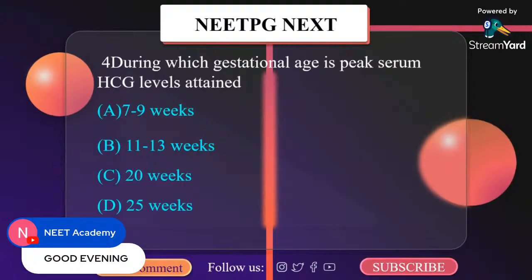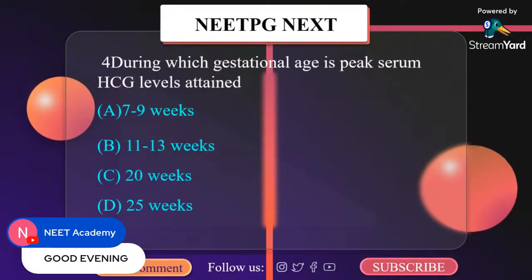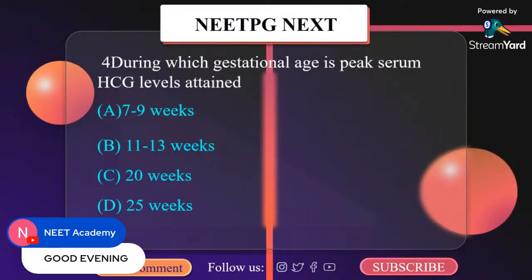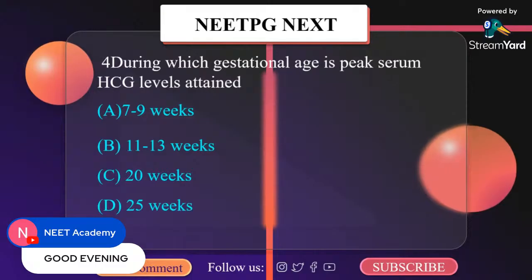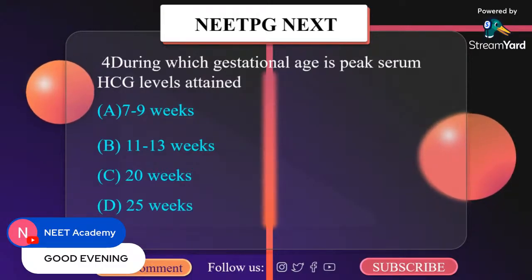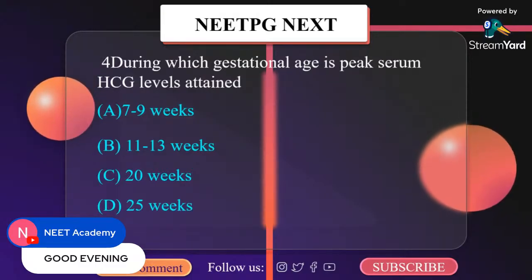During which gestational age is peak serum HCG level attained? A. 7 to 9 weeks, B. 11 to 13 weeks, C. 20 weeks, D. 25 weeks. It is 7 to 9 weeks.